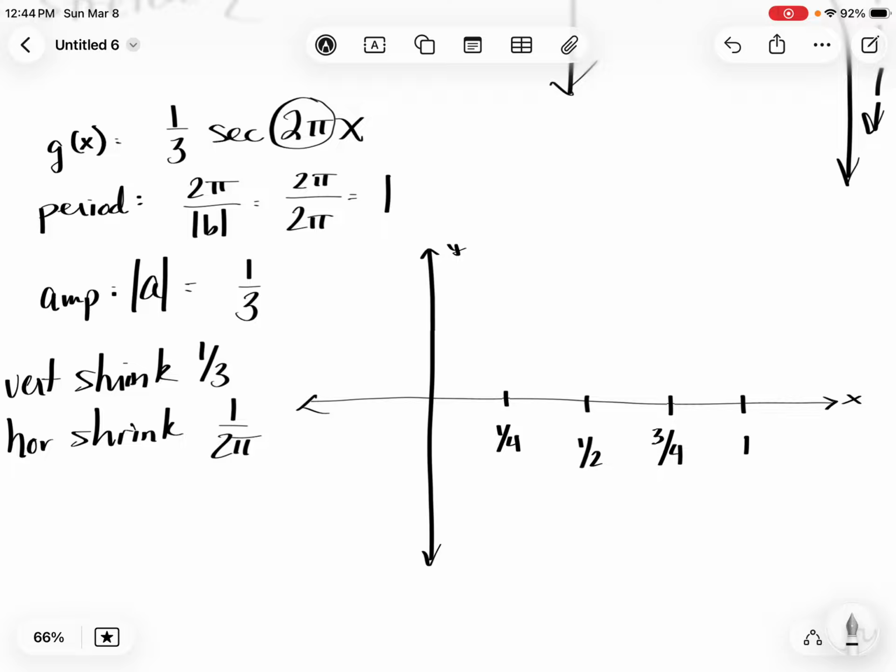Now, as a reminder, secant is the reciprocal of the cosine. Oh, I almost forgot. I gotta make my amp lines. So I can do this one of two ways. I can go up here and say that this is 1, and then at 1/3, about here, and -1, and about 1/3 is gonna be about there, so that I kind of know where I'm at.